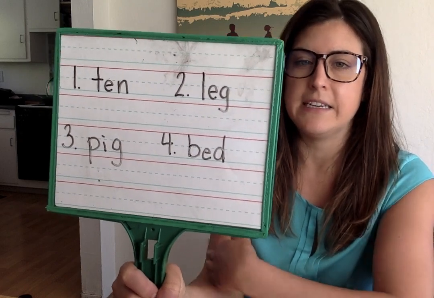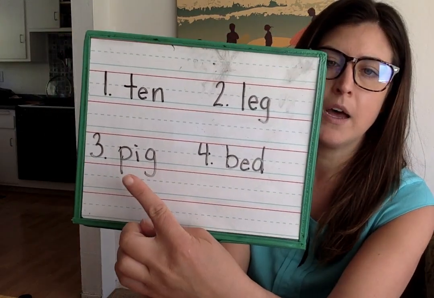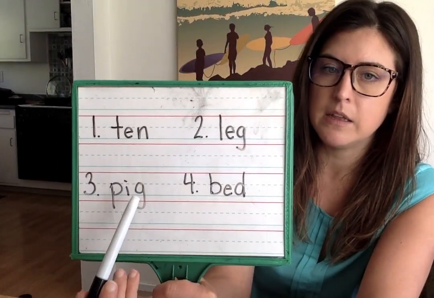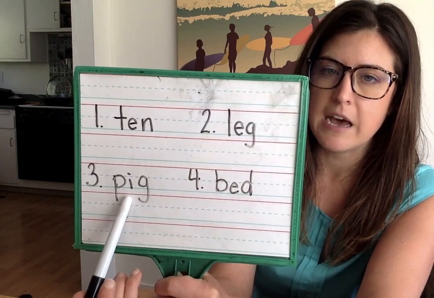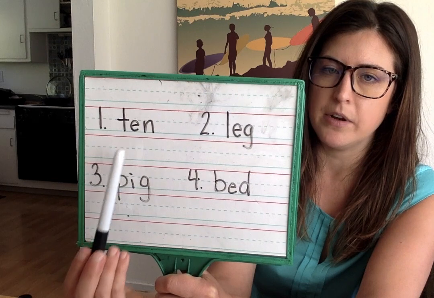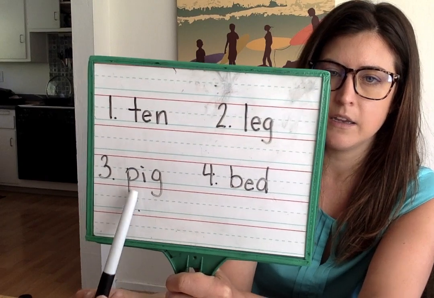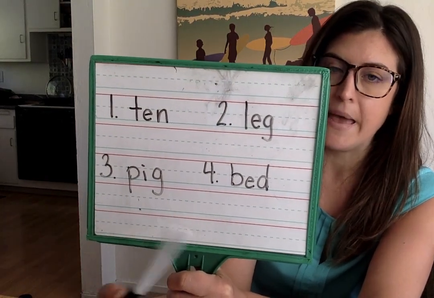Well, my idea was that number 3, pig, like we just sang about, does not belong because of its middle letter, the vowel. This is an I, and the rest all have E in the middle. Ten has an E. Leg has an E. Pig does not have an E. And bed has an E. So that's what my idea was. You might have thought of something else. We'll play one more time, then you'll need your whiteboard or notebook to write some sentences with me.